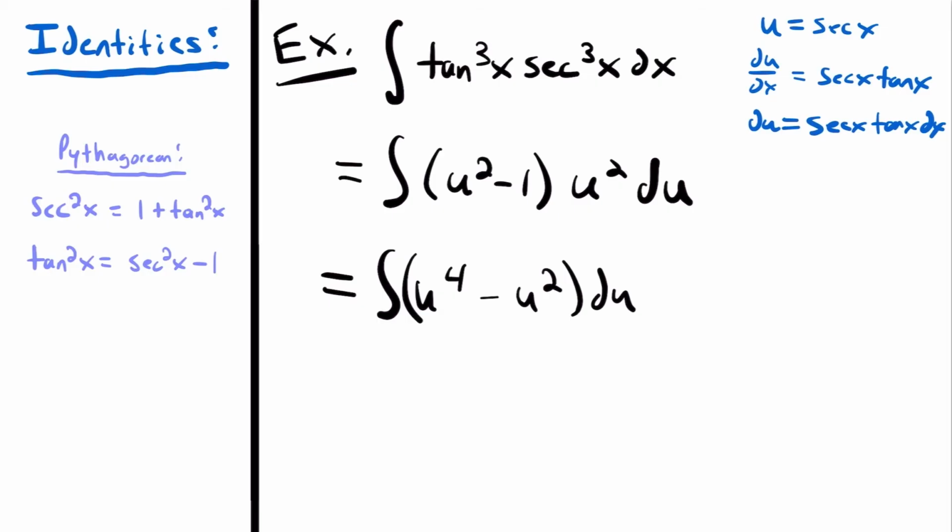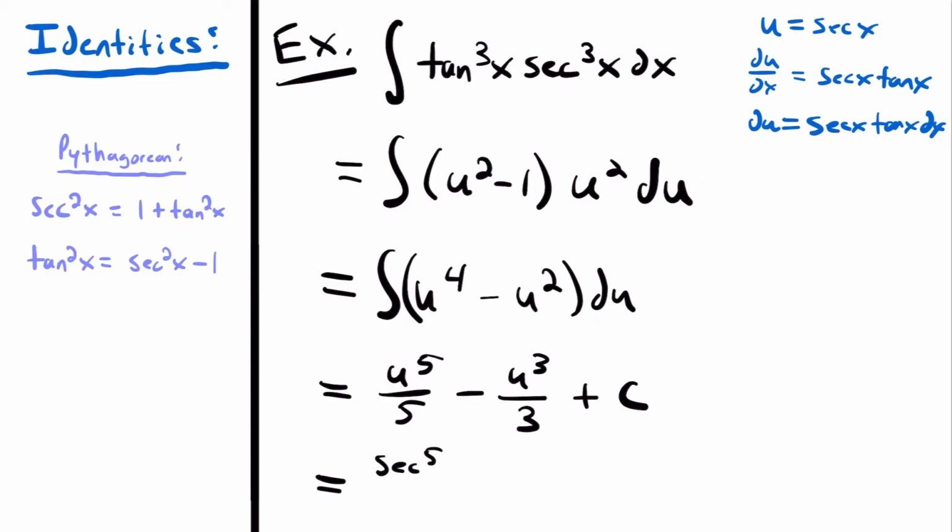And now if we use the power rule, we'll add 1 to each exponent and divide by that new exponent. And so this is equal to u to the fifth power divided by 5 minus u to the third power divided by 3 plus c. And so now, if we replace u with what we set it equal to, we will have our final answer. And so this is equal to secant to the fifth power of x divided by 5 minus secant to the third power of x divided by 3 plus c.